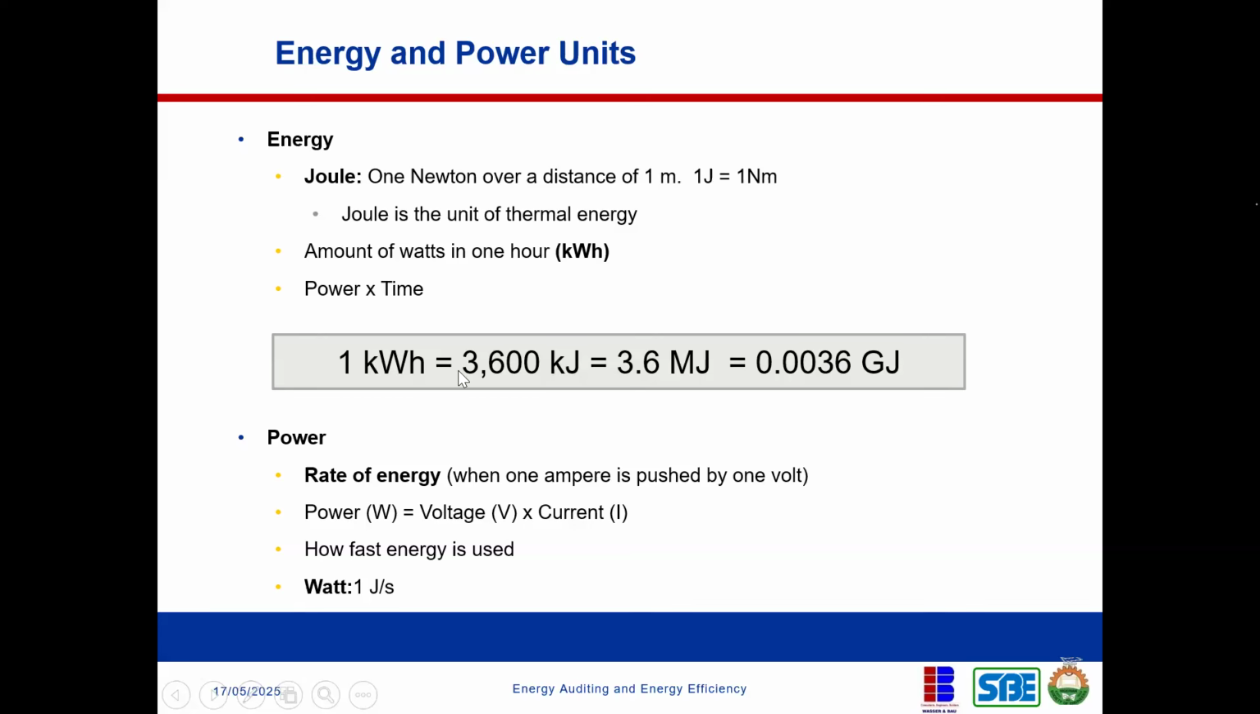So if you want to convert kilowatt hour, from what you know to what you don't know, okay? Or if you're given kilojoule and you want to convert it to kilowatt hour, this is the conversion factor. So you simply divide by this factor and then you have your kilowatt hour. So 1 kilowatt hour is equal to 3,600 kilojoule. 3,600 kilojoule is equal to 3.6 megajoule, and then you continue in that way.